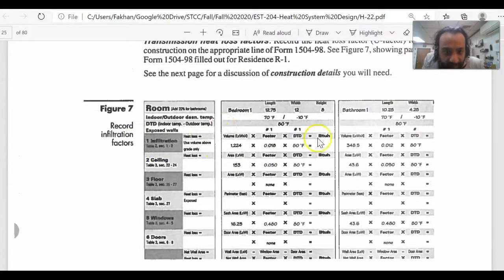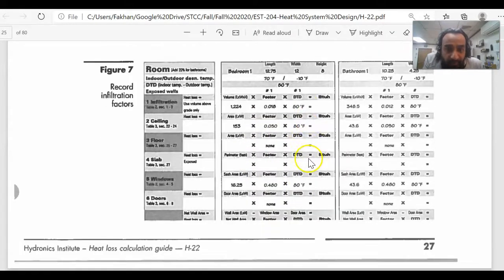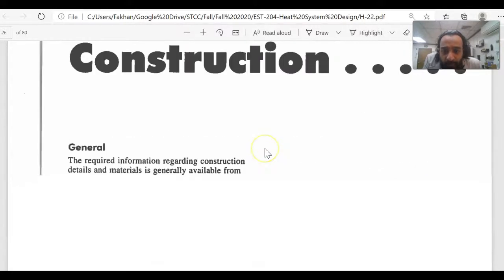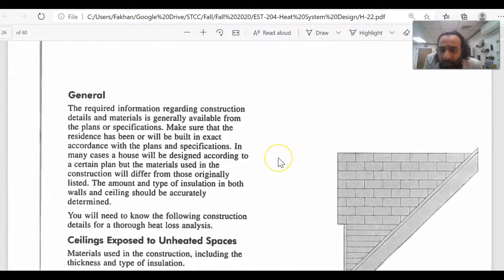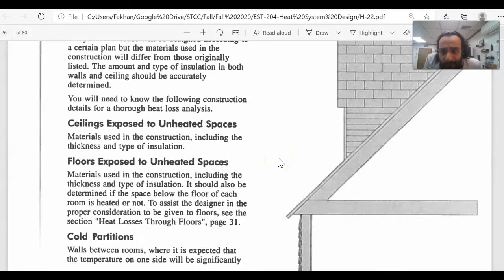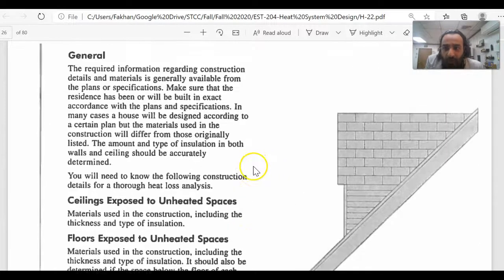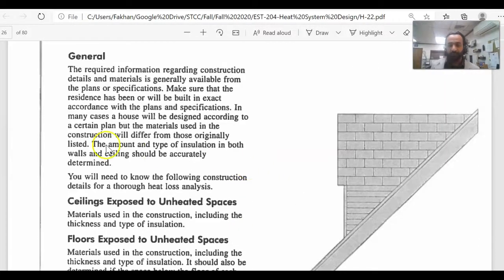The first part is completely just infiltration, then ceiling, floor, slab, if you have it, and windows and doors. So you fill in the factors from the book and the areas, and the delta T will be the same. So they did that for the room, and they talk about construction here. Okay, this is good information here.